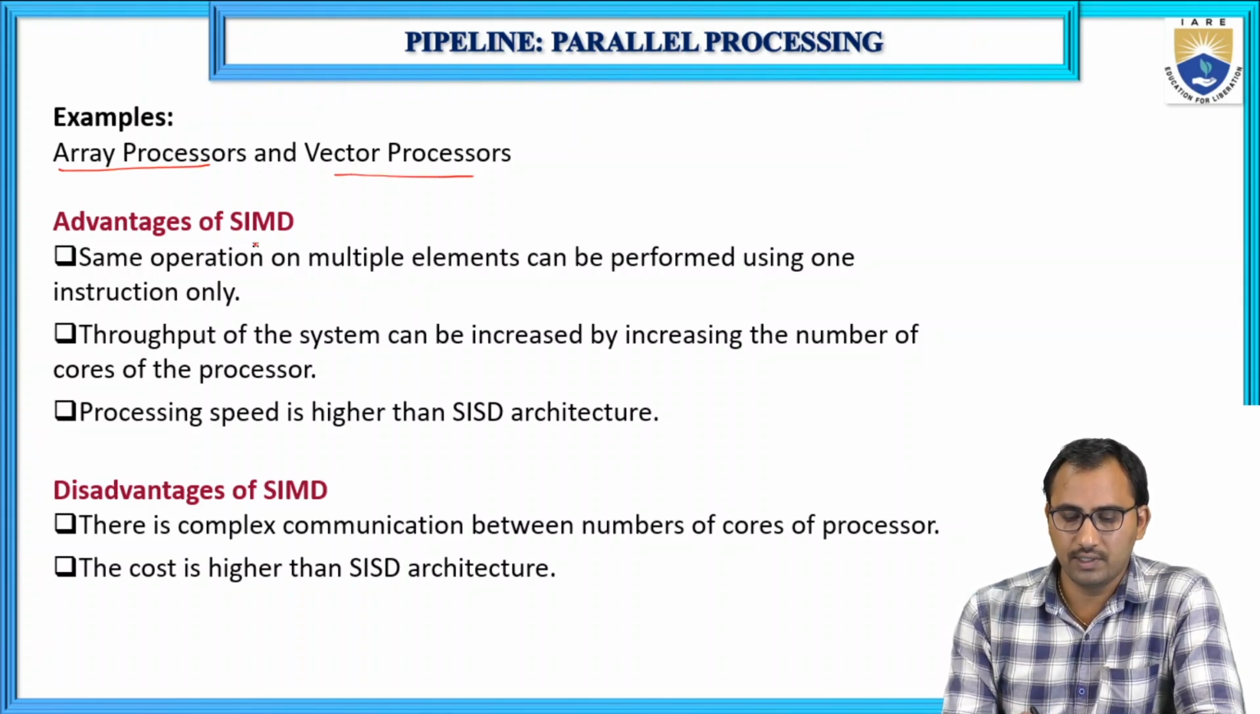And the advantages of single instruction, multiple data stream: the same operation on multiple elements can be performed using one instruction only. So using one instruction, we can perform the same operation on multiple elements. And the throughput of the system can be increased by increasing the number of cores of the processor, because here the number of processors is increased. So that's why the throughput can be increased.